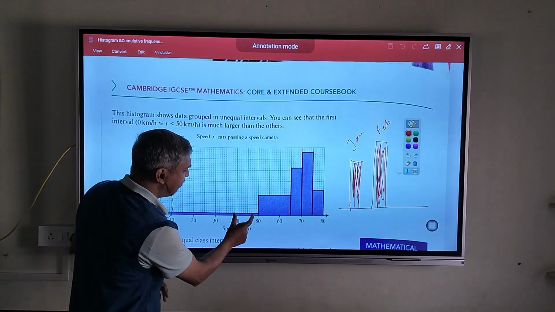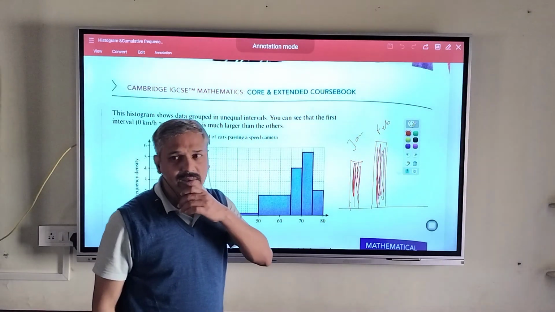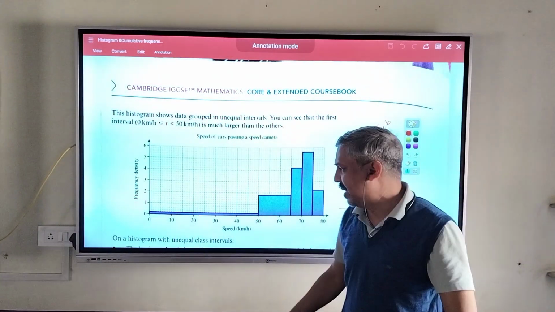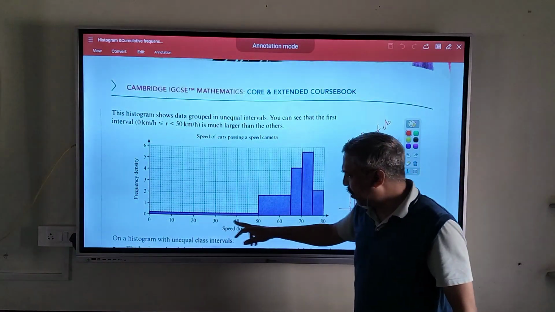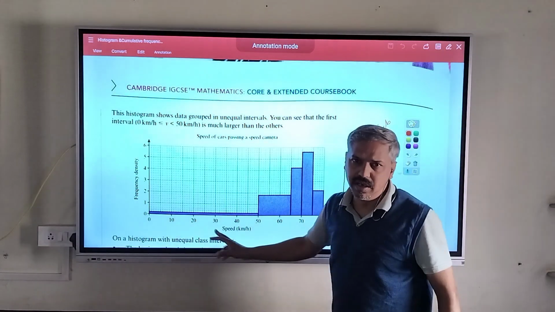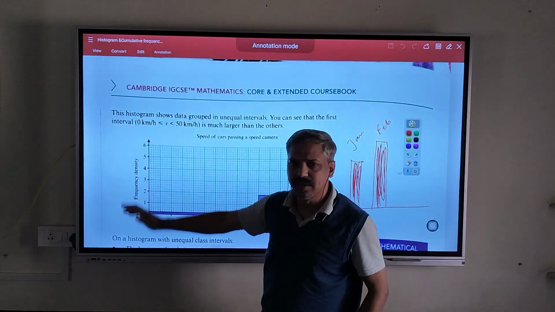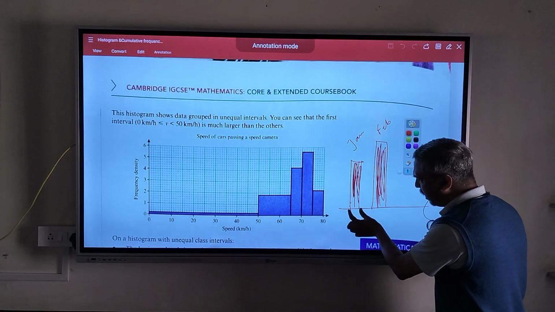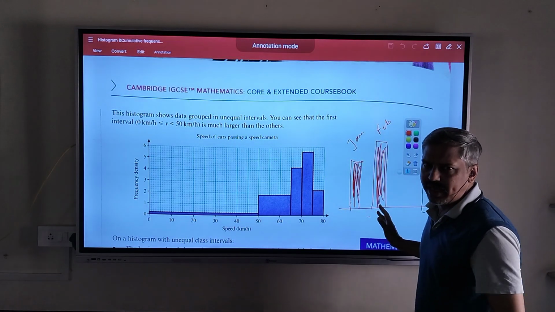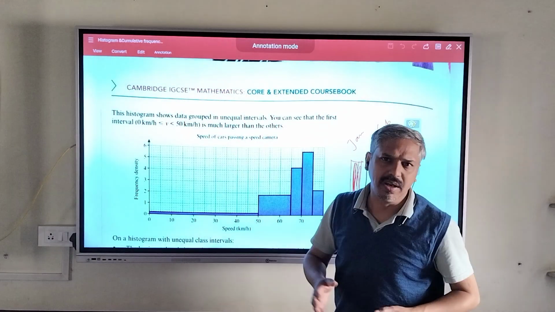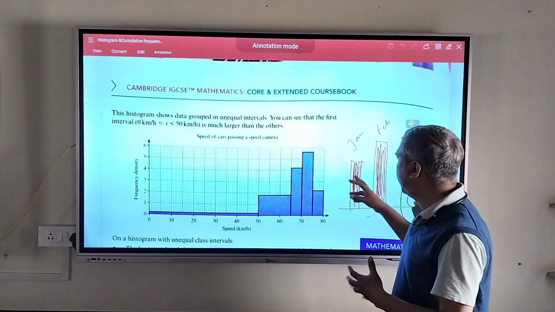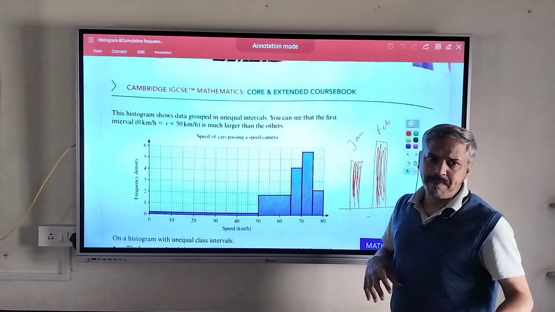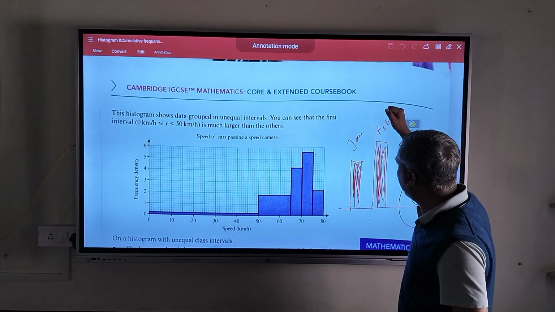A histogram does not have gaps in between. The histogram shows that the numbers on the x-axis are also continuous and the numbers on the y-axis are also continuous. On the bar graph, the data on the x-axis may not be continuous, and we do not show it as continuous either.